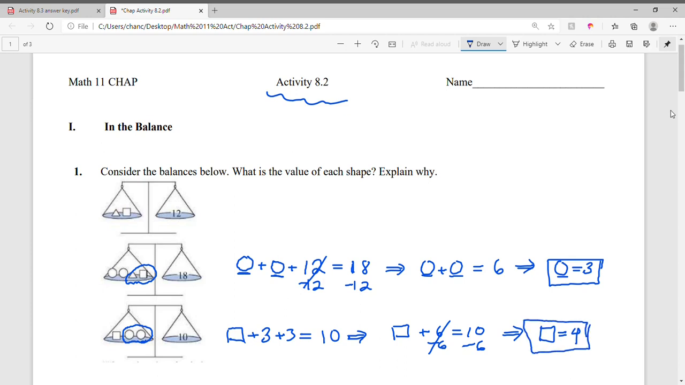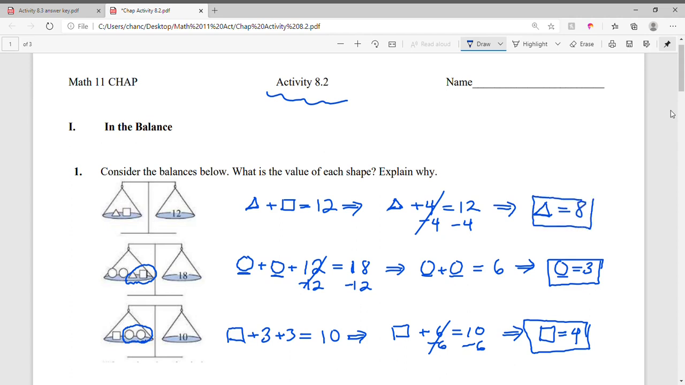Now that's great. We solved for another shape, and we can finally solve for the value of a triangle. A triangle plus a square is equal to 12, but we know a square has a value of 4. So a triangle plus 4 should be equal to 12. And I could subtract 4 from both sides, and we know a triangle is equivalent to 8. And that completes question 1. We know a triangle is worth 8, a circle is worth 3, and a square is worth 4.